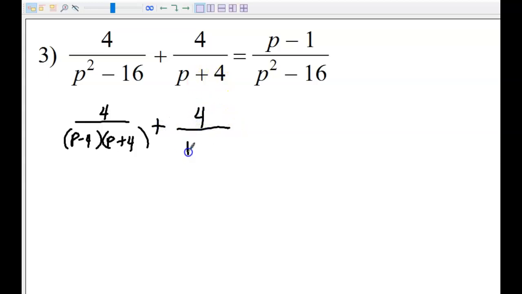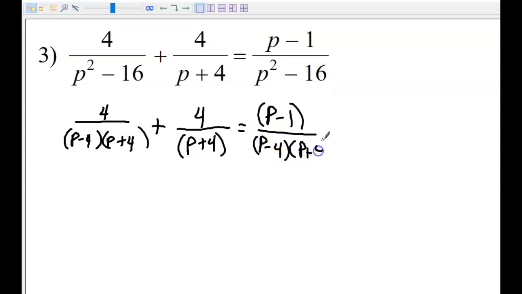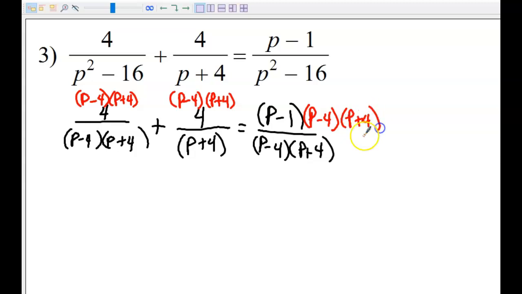This one doesn't factor, it's just the same. This one is the same one as the first one we did. It's p minus 4 and p plus 4. Okay, so now we're going to multiply everything by the denominators. So p minus 4, p plus 4, p minus 4, p plus 4, p minus 4, p plus 4.